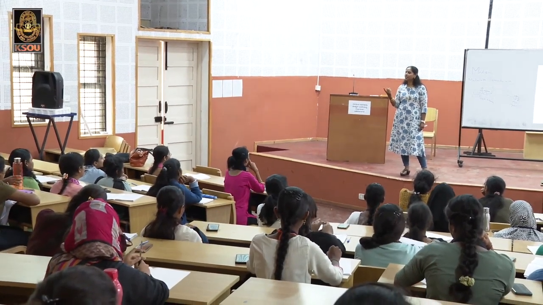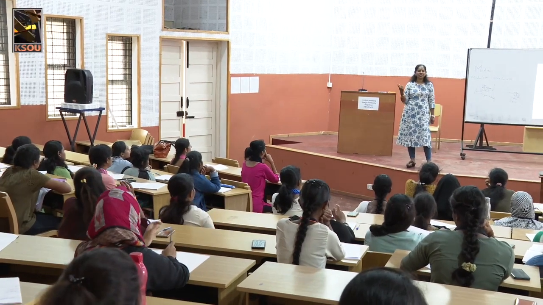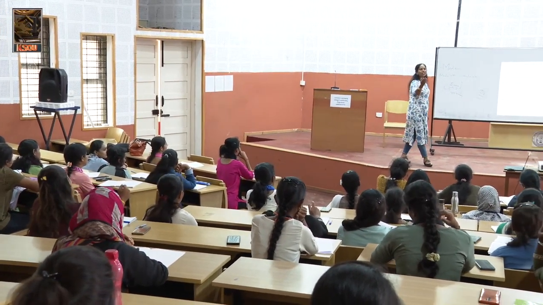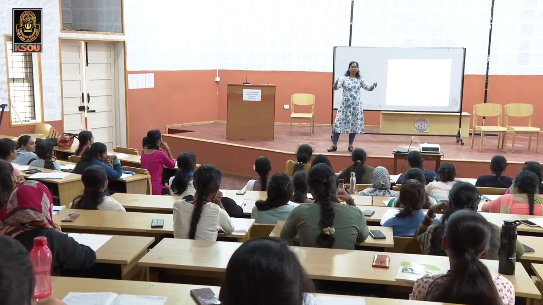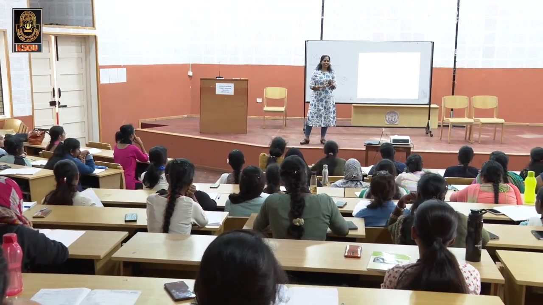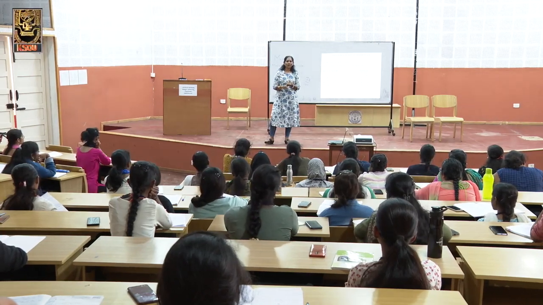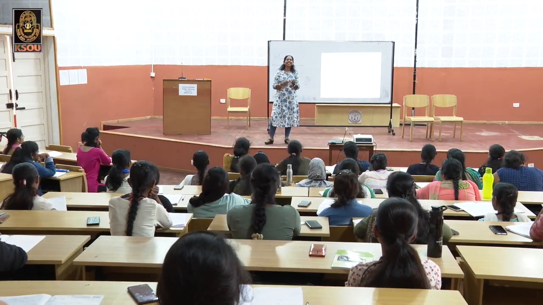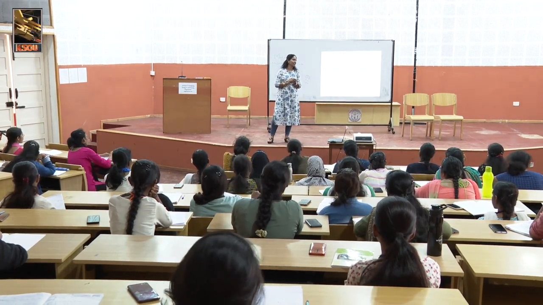Color monitors. Color monitors are made up of what? Very good. RGB. Okay. Can you tell me different types of monitors? CRT, LCD, LED, and TFT.